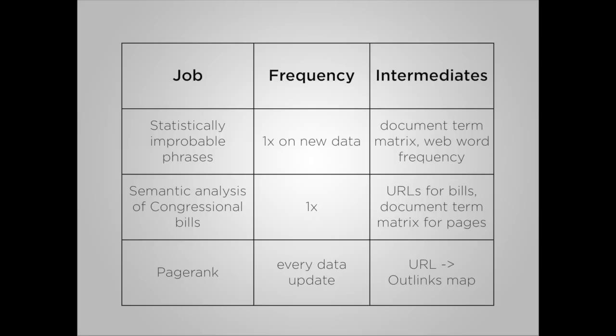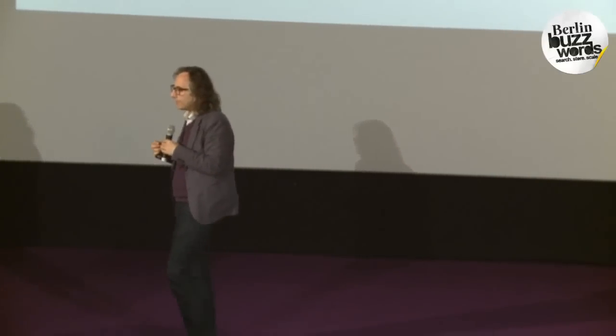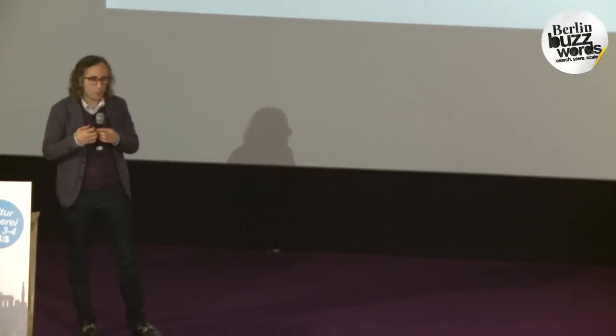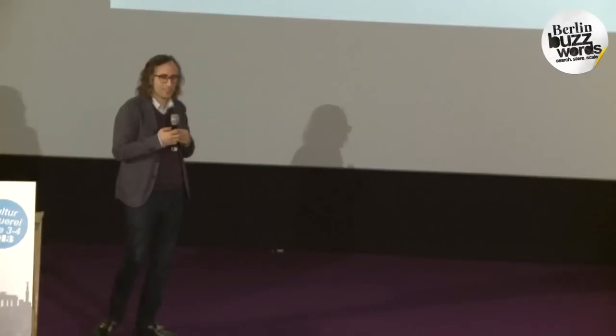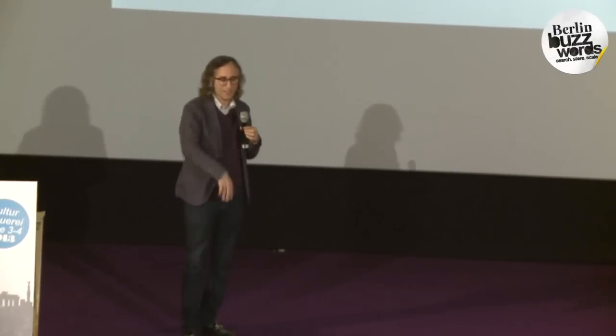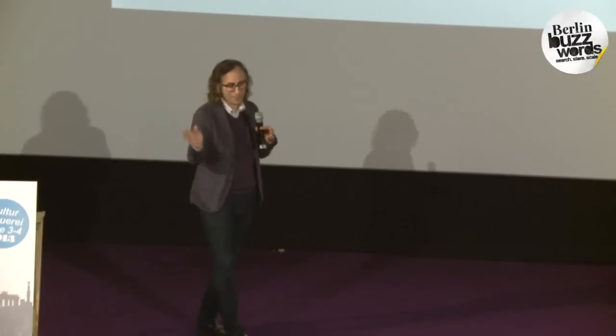But I list all my jobs, statistically improbable phrases, which is fun to do, and PageRank, which is not so fun to do. I list out the frequencies, and finally I list the intermediate data that I need between them all. A lot of my jobs use the same kinds of data, and I will usually treat intermediate data as something to throw away. It's in my pipeline, and once it goes into the next pipe, I just toss the data.